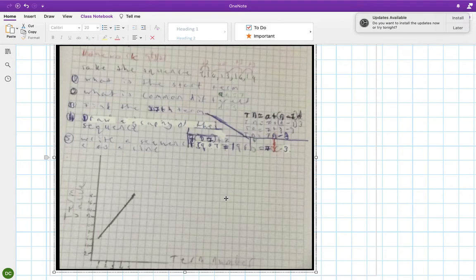Okay, so you were given that sequence 7, 10, 13, 16, 19, and you were asked for the start term. You said the start term was 7. That's right. You were asked for the common difference. You said it was 3. That's right. And then you were asked for the nth term. So you used the formula, which is right. You put 7 in for A and 3 in for D, which is also right.